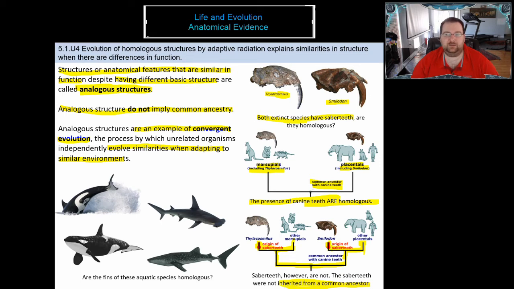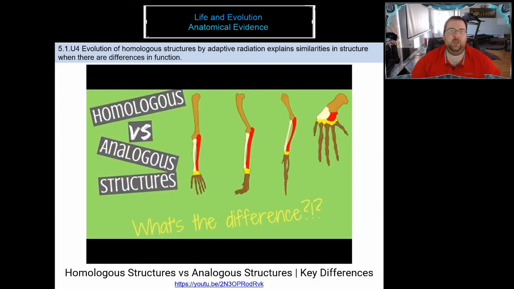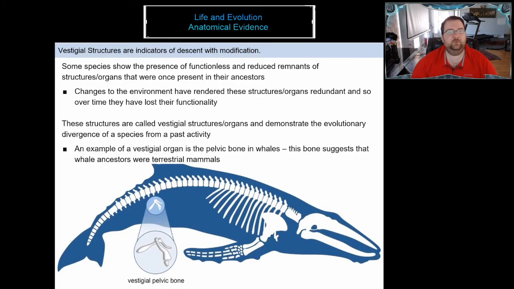They are analogous structures. If you're still confused about the differences between homologous and analogous structures, go ahead and click this link up here. You will find this video hopefully to be helpful in helping you understand the difference between homologous and analogous structures. When you're done, come on back, we'll continue the lesson. Welcome back, let's move on.